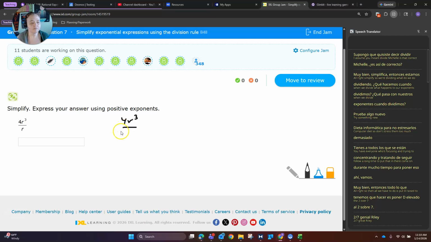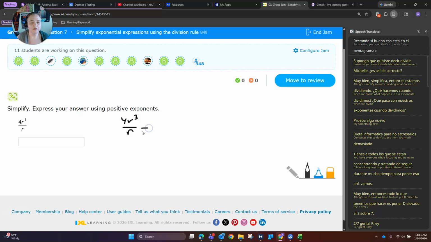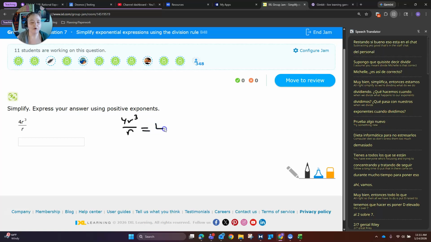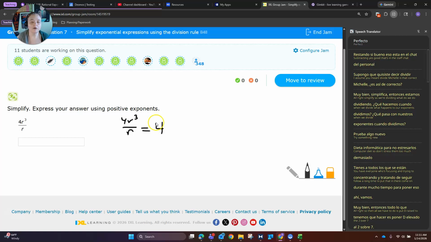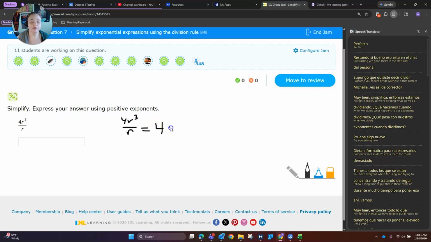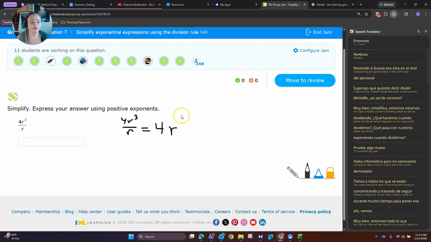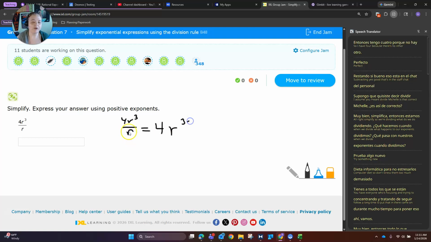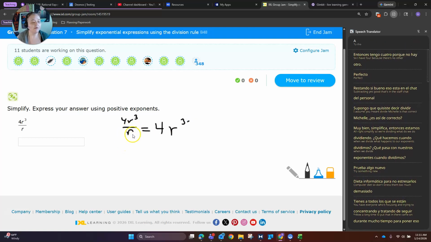So when you multiply, you add. Division is the opposite of multiplying, so we're subtracting. Yes. Good. That was in the chat. Perfect. So I have 4, because there's no other numbers, r to the 3 minus what? How many r's are in the denominator?